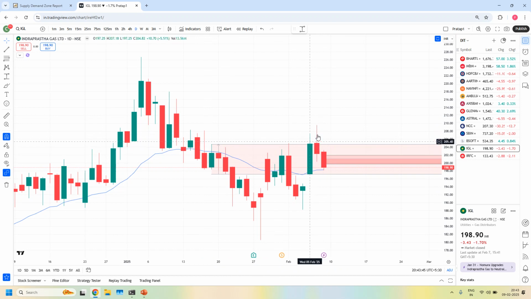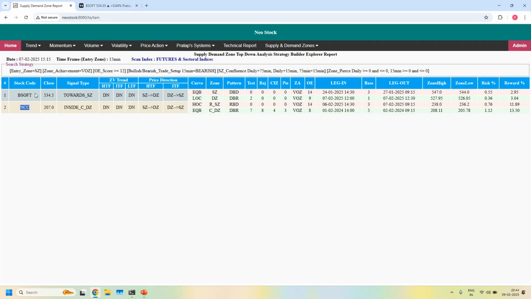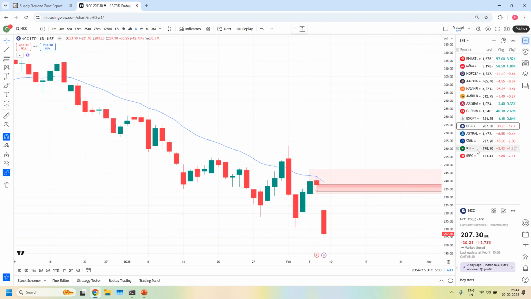If you draw it, you know it is a pierced zone, then you won't consider this zone as a high priority zone. Only Birlasoft is a high priority, high liquidity zone. Apart from that, what is the other one? NCC. Out of 6 stocks, top is Birlasoft, next NCC, and then Astral and State Bank of India.